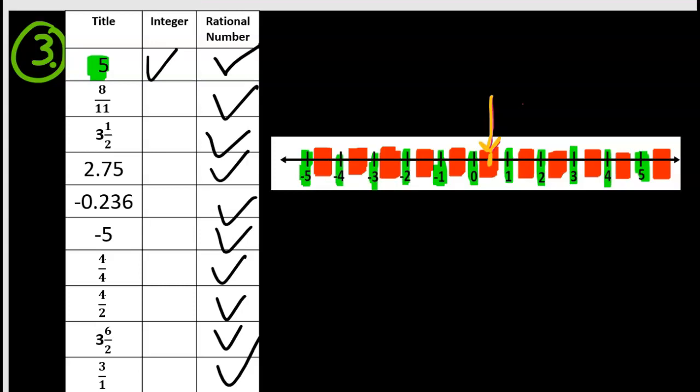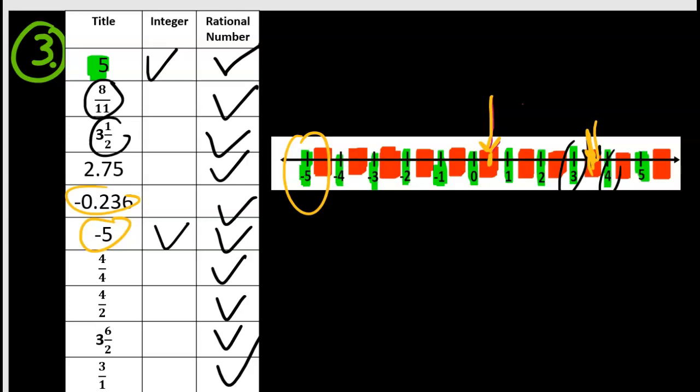So 8/11ths cannot be written as an integer. So that's not an integer. 3.5. No, it's not going to be. See, here's 3, here's 4, 3.5 is here. Let's use this color again. 3.5 is here. Nope. 2.75. No, the decimals like right. No, -5. Ooh, I can see it right there. It is an integer.